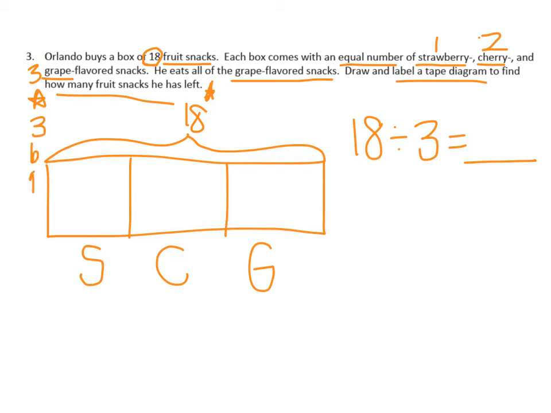3, 6, 9, 12, 15, 18, 21, 24, 27. We're counting down to 30.